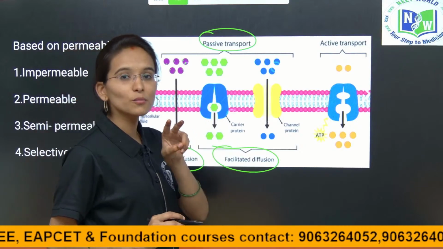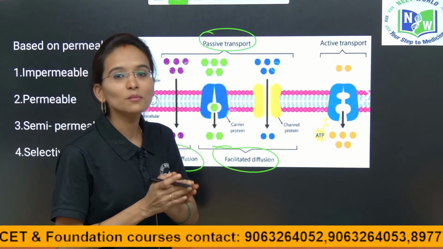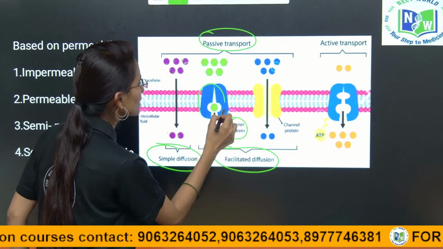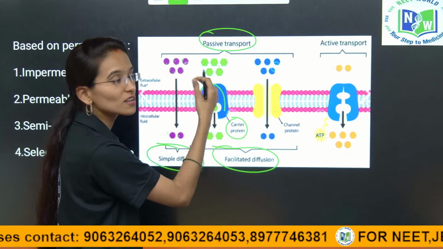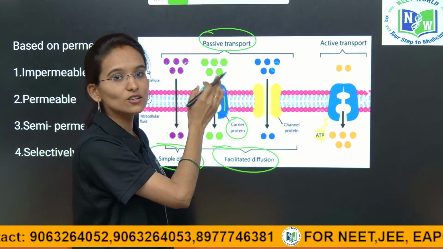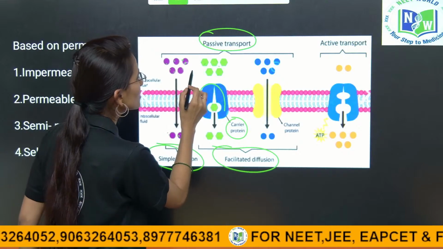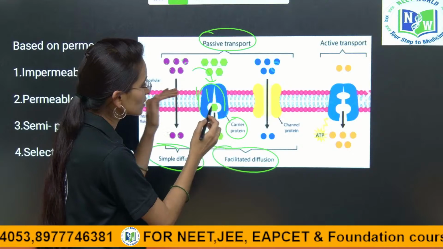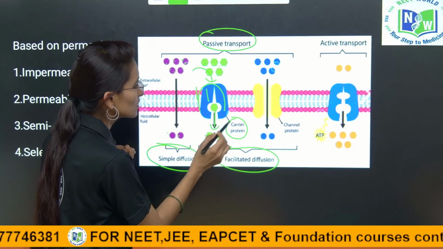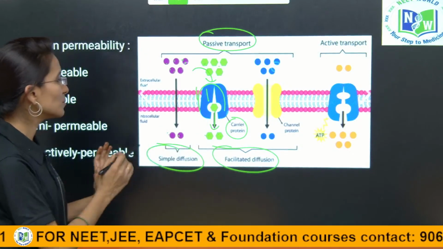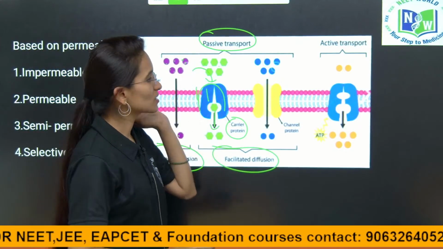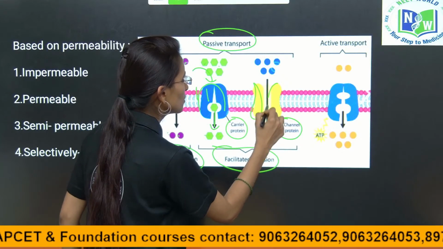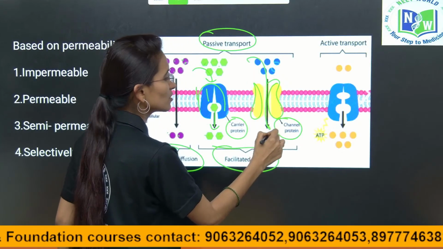Here we have studied two interesting things, channel proteins and carrier proteins. These are the carrier proteins which take the molecules that are highly concentrated in the extracellular fluid, turn inward, and distribute them into the inner cell environment. This is about facilitated and simple diffusion, which come under passive transport. And here we also have channels to transport the solvent molecules from here to here.